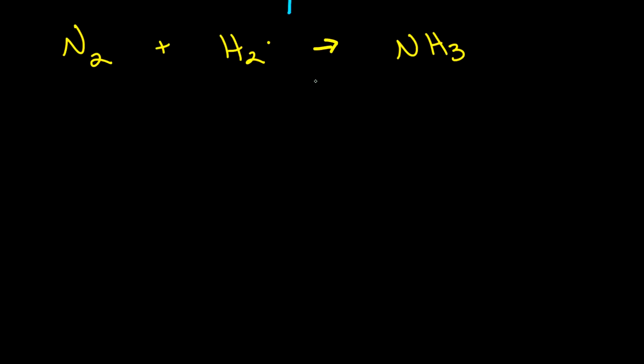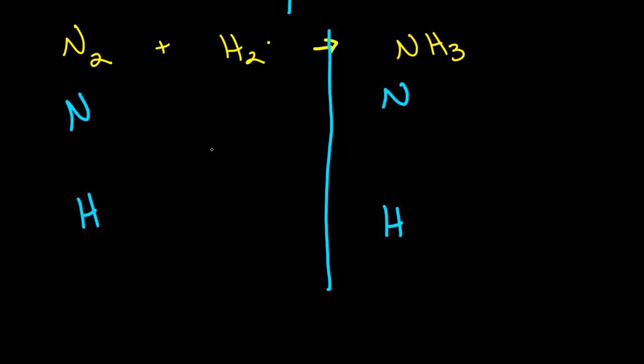Let's look at the next problem. Got nitrogen plus hydrogen producing ammonia. So let's separate our sides to products and reactants. Identify what elements we have to balance. So I got a nitrogen, a hydrogen, nitrogen, and a hydrogen. The reactant side has 2 nitrogens and 2 hydrogens. Product side has 1 nitrogen and 3 hydrogens. Alright, now we got it separated, now we got everything identified, we can balance our equation.